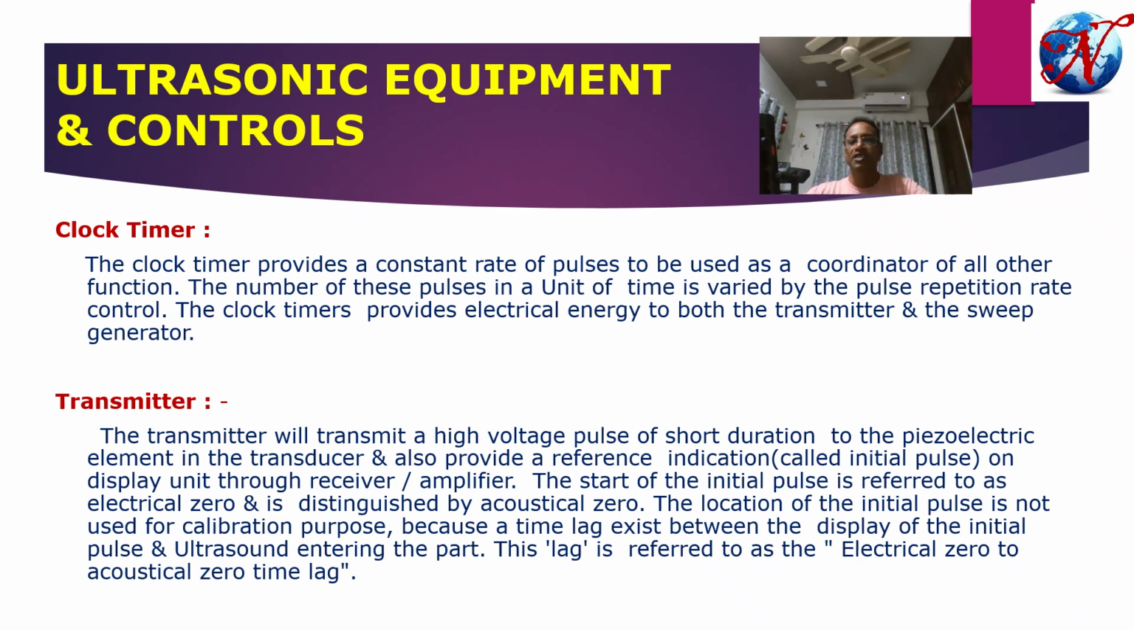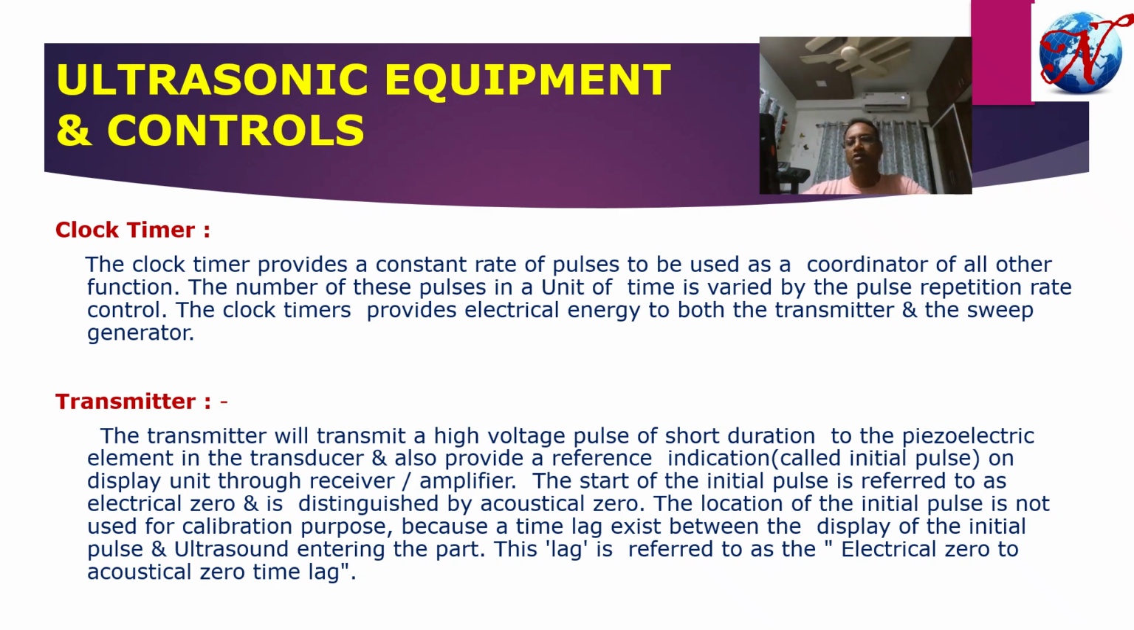The transmitter sends high voltage pulses of a short duration to the piezoelectric crystals, and the transducer also provides the reference indication that is known as the initial pulse. Through the receiver and amplifier, the starting of the initial pulse is referred to as the electrical zero, and it is distinguished by the acoustical zero when we lift the probe from the inspection material.